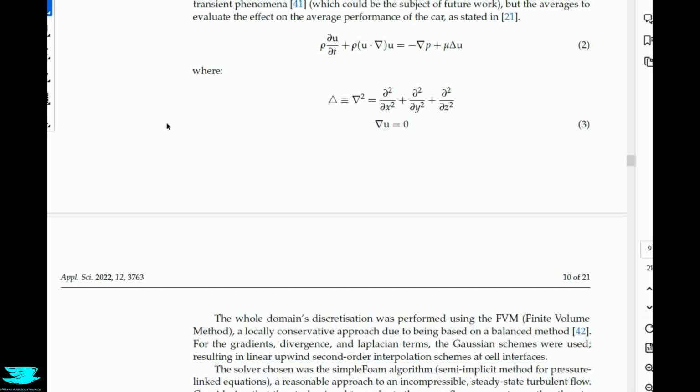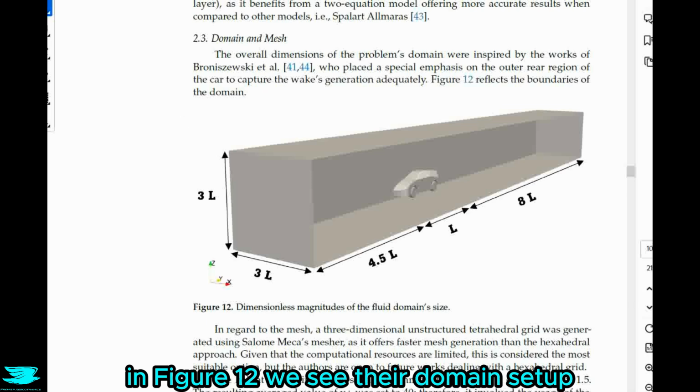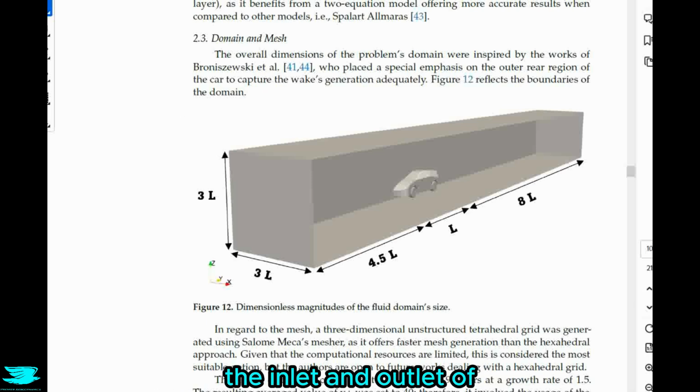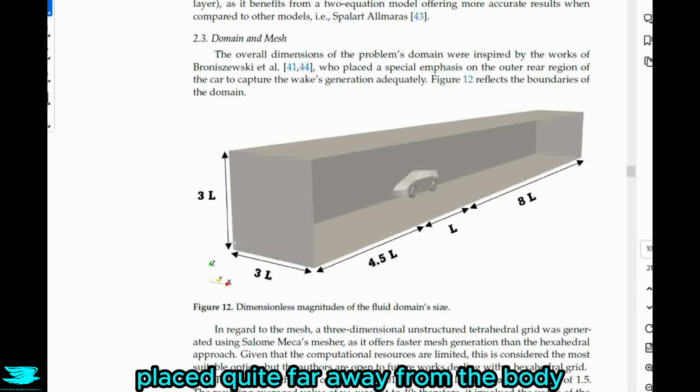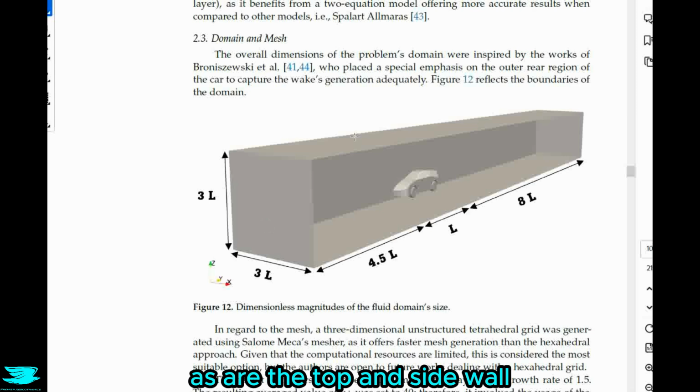So that is a good setup. In figure 12, we see their domain setup, and some good points about it are that the inlet and outlet are placed quite far away from the body, as are the top and side wall.